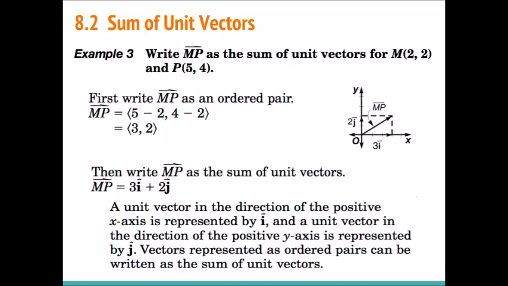In our example, 3i is going in the positive direction of the x-axis, and 2j is going in the positive direction of the y-axis. So the sum of our unit vectors for mp is 3i plus 2j.